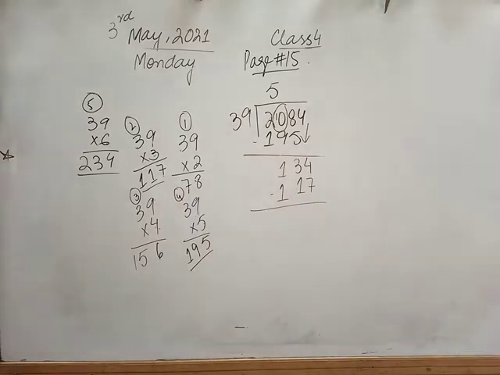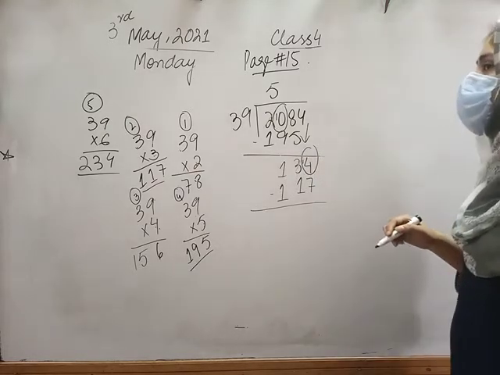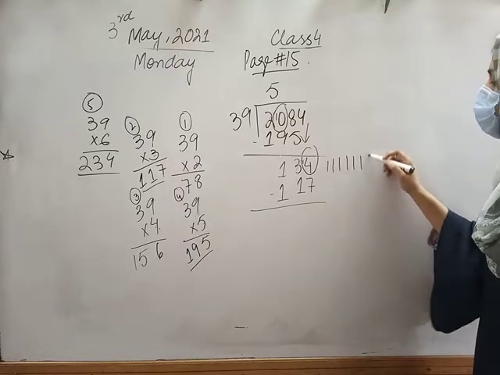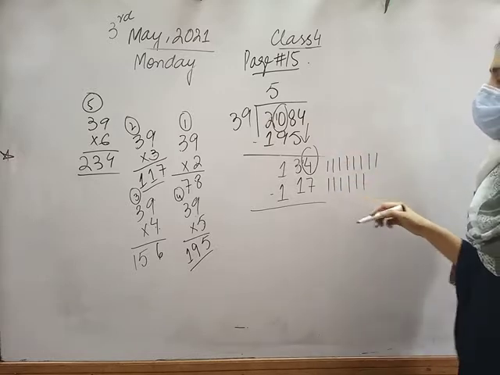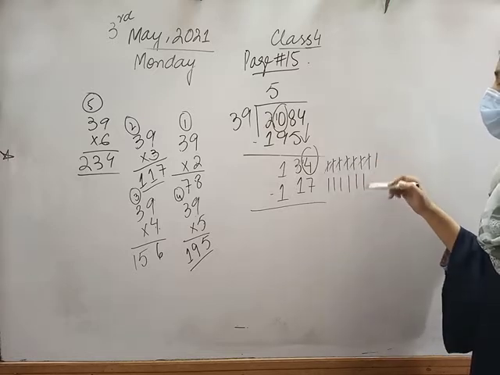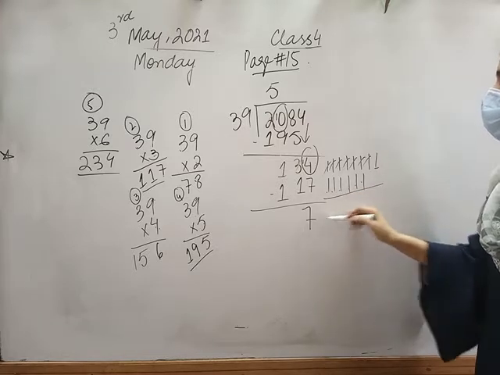Can we subtract 7 from 4? No. So we will take a carry from the next number and this number will become 2 digits. Now 14 minus 7. 14 we have and we will cut 7 from it. Counting 1, 2, 3, 4, 5, 6, 7, in the end we have 7 in total.